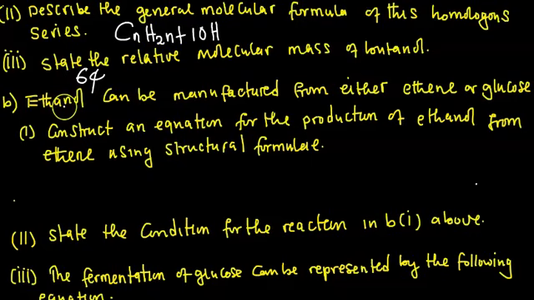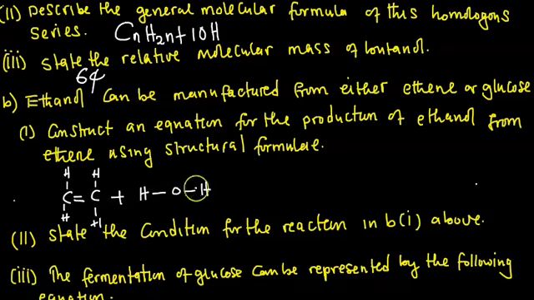Ethanol can be manufactured from either ethene or glucose. We've looked at how it is manufactured from ethene, that is hydration, and from glucose, that is fermentation. Construct the equation for the production of ethanol from ethene using structural formulas. They are saying using structures, so just know that means showing the bonds, then reacting with steam.